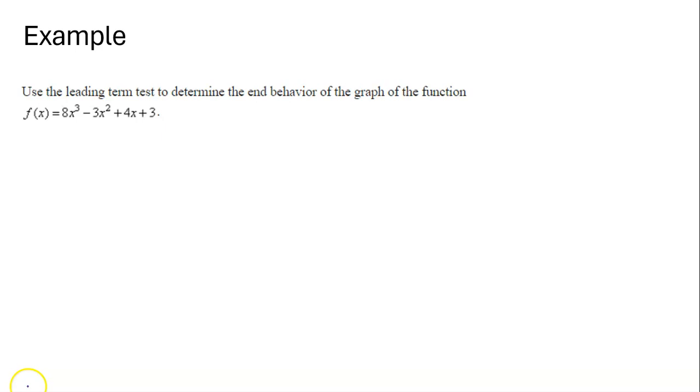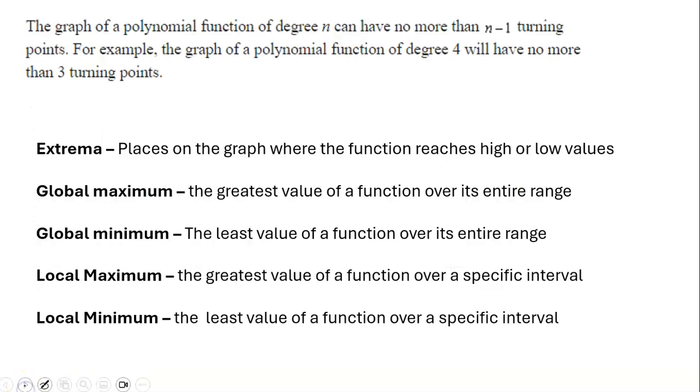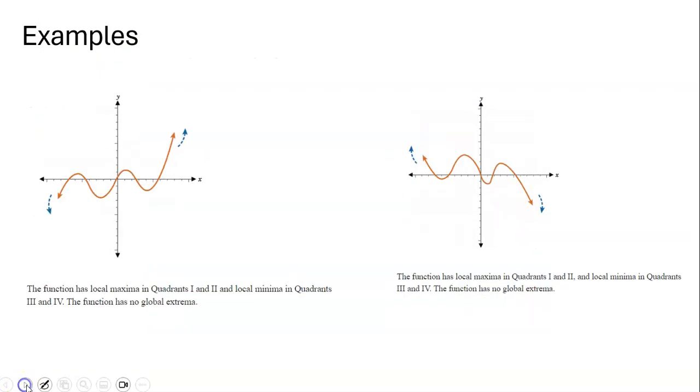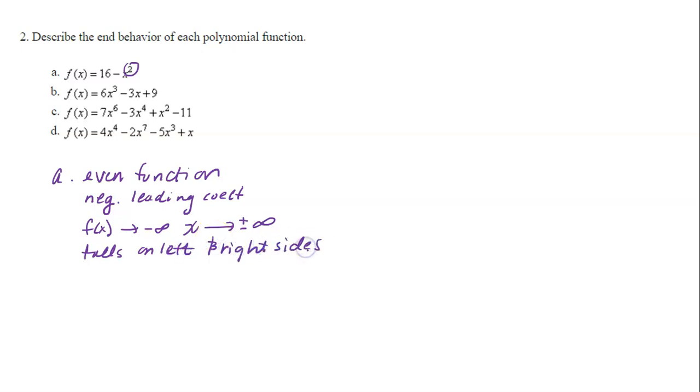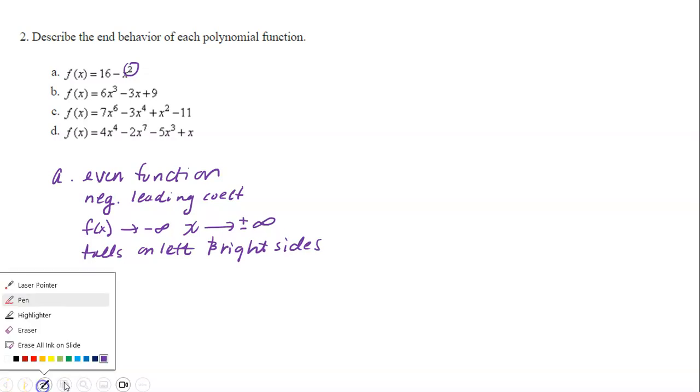So when I go back to my graph, I know that f of x goes to negative infinity as x goes to both positive and negative infinity, and then it falls on the left and right sides. Okay, change colors.